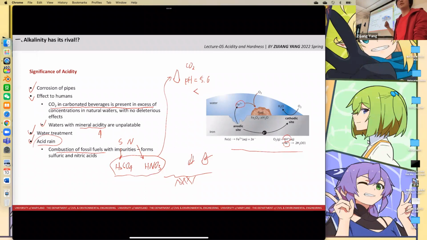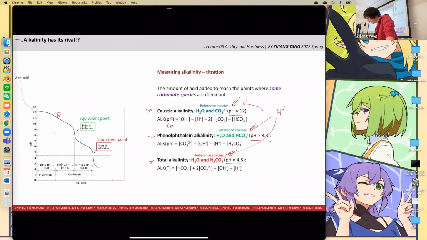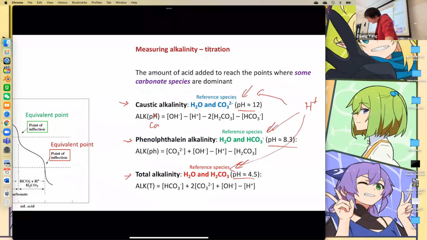Do you guys have any questions? Yes. The definition of caustic alkalinity. Is that third term H2CO3? Yeah, this is carbonate. In this formula, yeah, this is true because this is minus. So the existence of H2CO3 has a negative contribution because this is an acid and it can provide 2H plus.